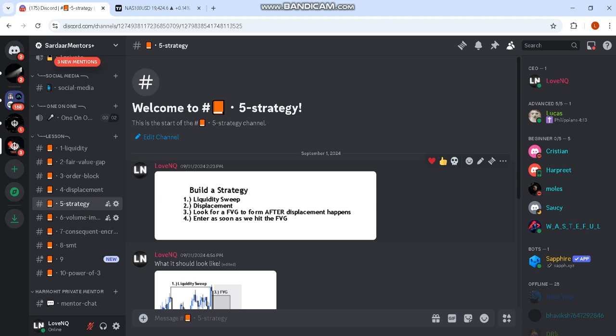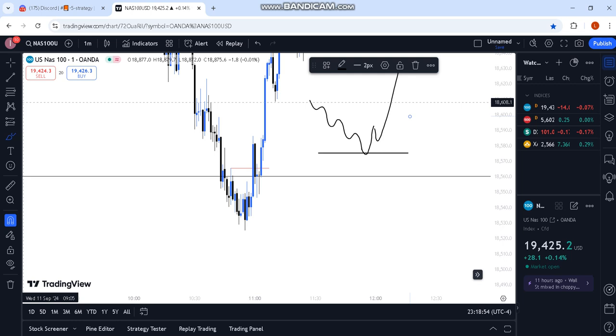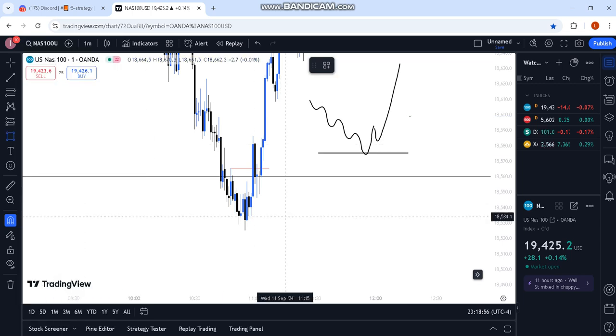So liquidity sweep is done, displacement is done, fair value gap is there. Now we enter as soon as we hit the fair value gap. So the fair value gap is this right here, correct guys? Come on, fair value gap should be easy for you guys by now. At least most of you guys.